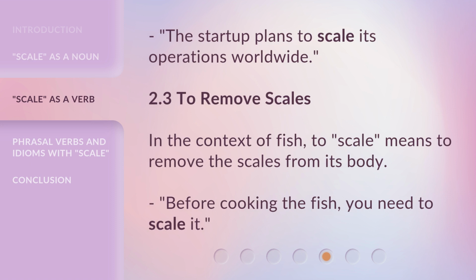2.3 To remove scales. In the context of fish, to scale means to remove the scales from its body. Before cooking the fish, you need to scale it.